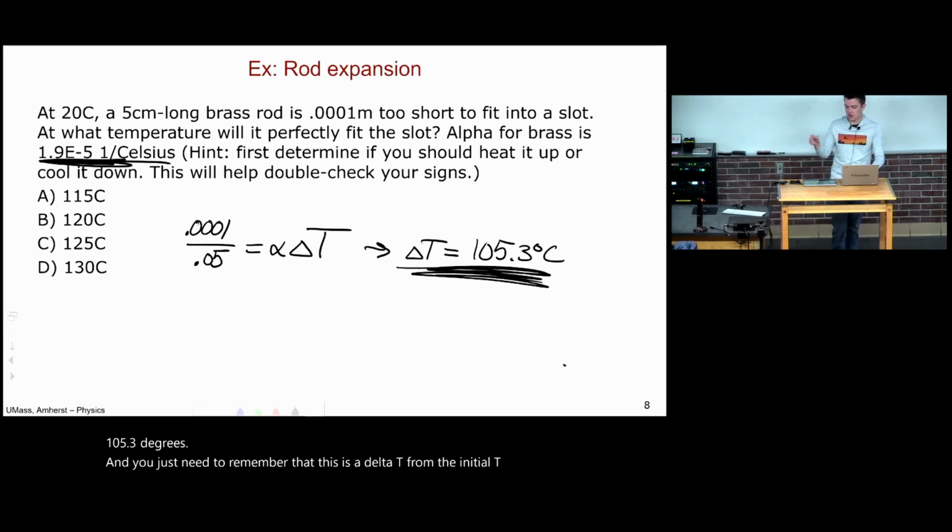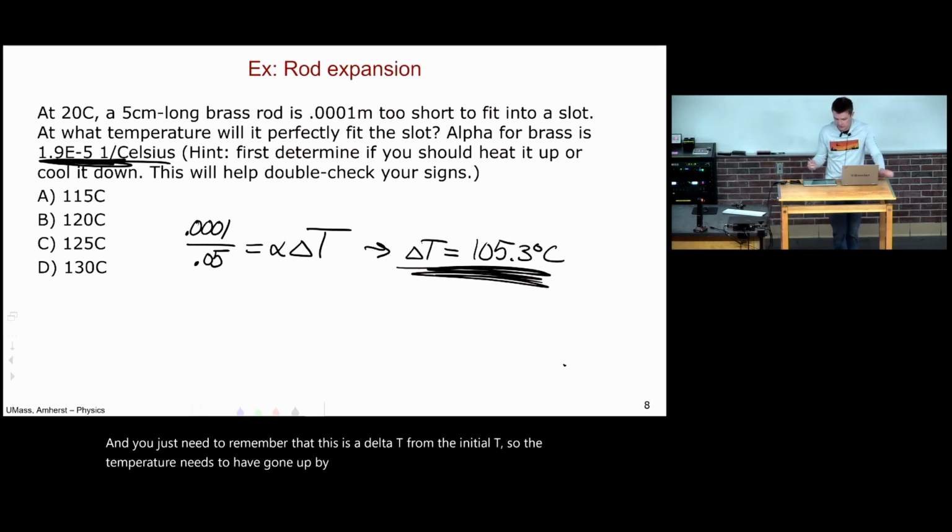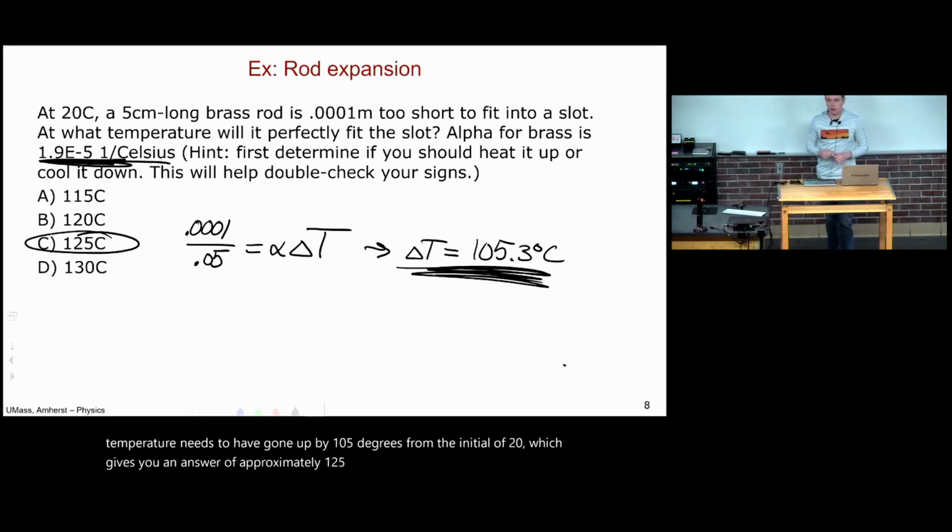So the temperature needs to have gone up by 105 degrees from the initial of 20, which gives you an answer of approximately 125. Any questions on this problem?